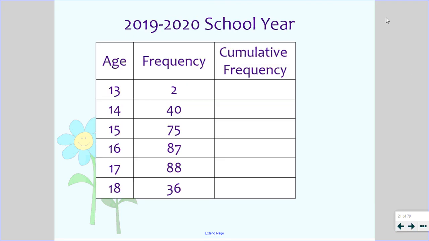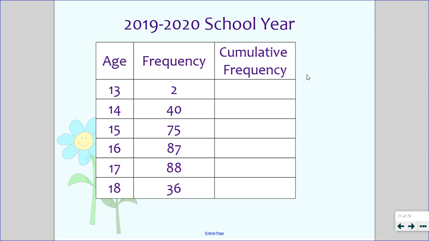So this is for the 2019-2020 school year. The ages of students, I think it was as of March this year. And what we have here is the frequency. So we have two 13-year-olds, 40 14-year-olds, 75 15-year-olds, etc., all the way to 36 18-year-olds. And what we're going to determine is what is called the cumulative frequency, because the cumulative frequency helps us to add up our data as we go along.